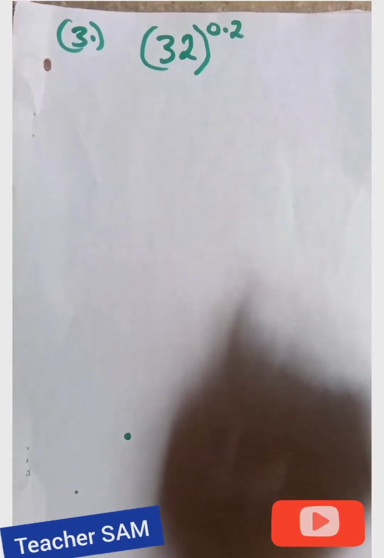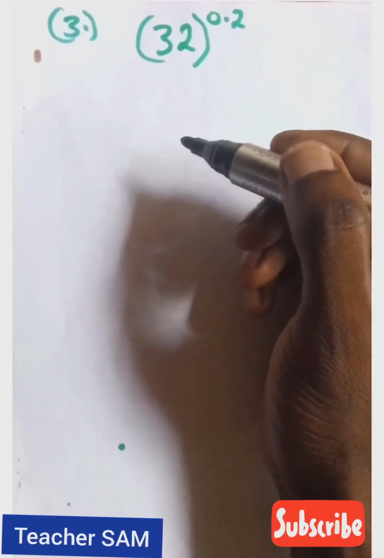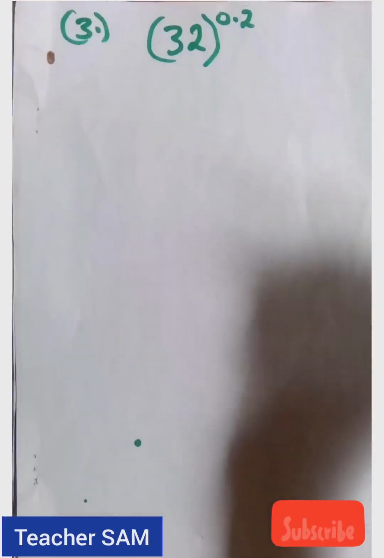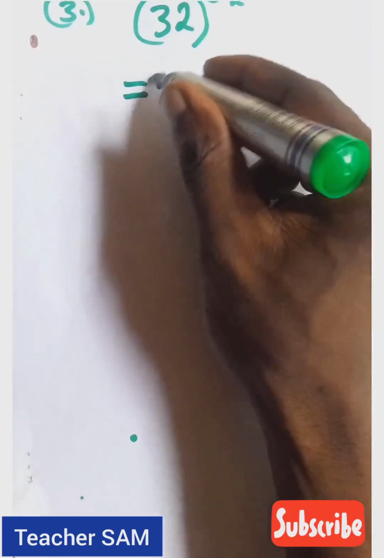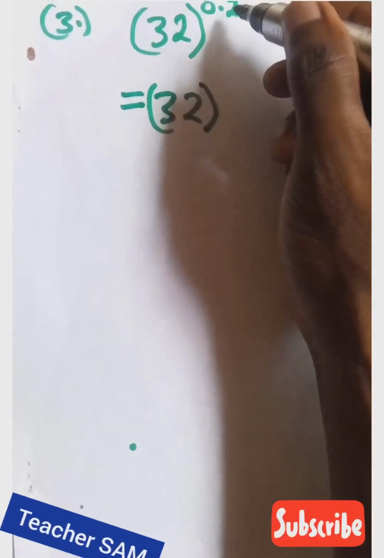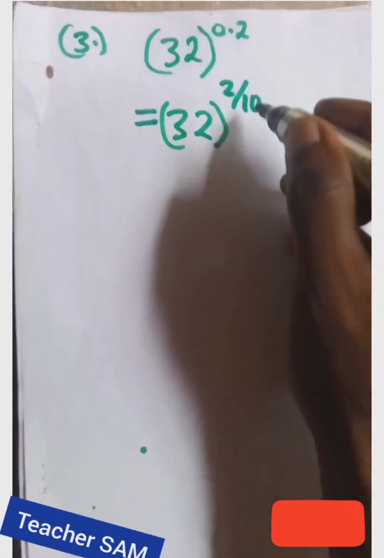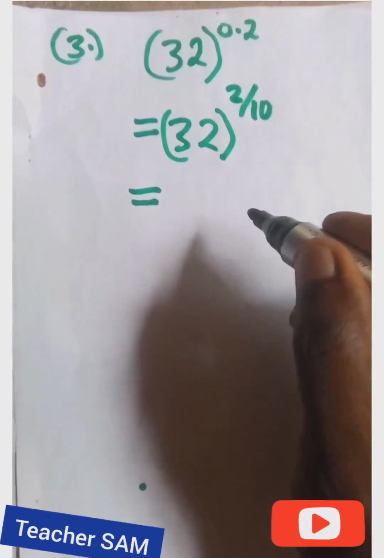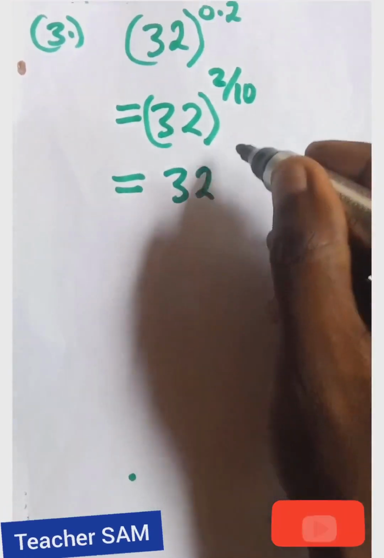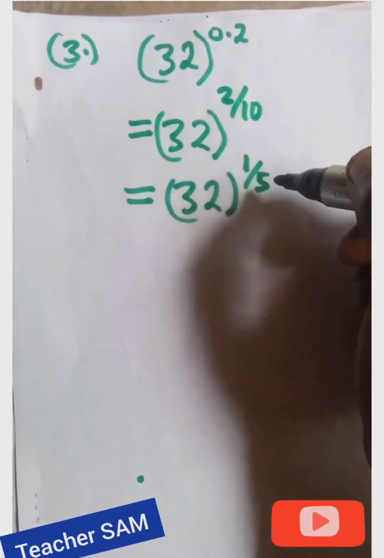Number 3, you have 32 raised to power 0.2. This kind of equation, if you use a calculator to solve it and the examiner needed you to simplify, you will not have your full mark. So what you do is very simple. Now this is equal to 32, still in brackets. Change this 0.2 to a fraction, that will be 2 over 10. Now simplify this. 32 raised to power 1 over 5, because 2 divides itself 1, and 2 goes into 10, you have 5.